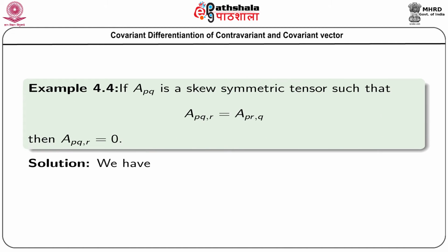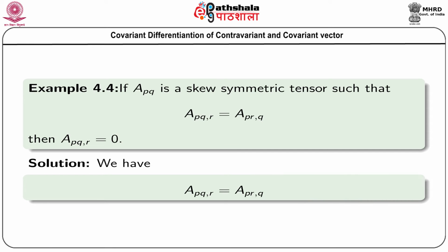Now, you see another example, that if A p q is a skew symmetric tensor and A p q comma r equals A p r comma q, then A p q comma r is equal to 0. Let us see the solution.